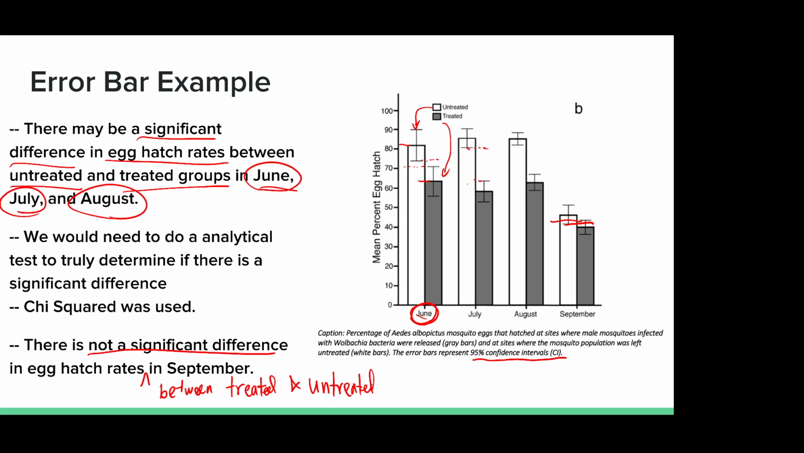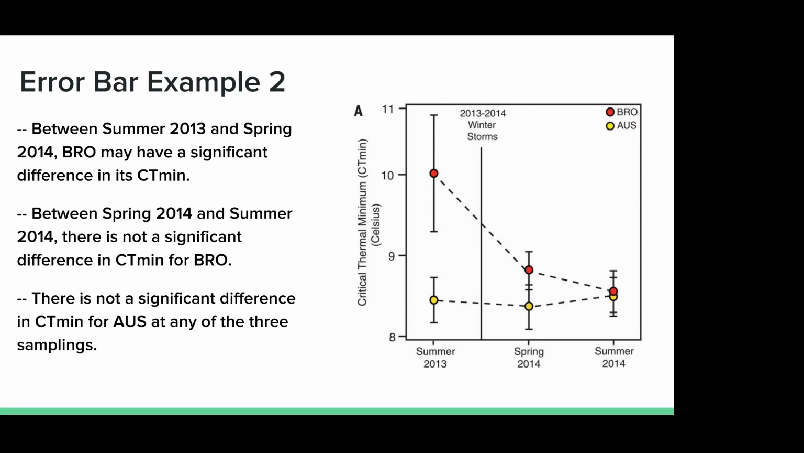You could certainly compare across months for the same group. There are some issues with that, but you could compare across groups, and you could see that, if you're comparing the untreated in June, July, and August, look at that. There's overlap. So we cannot say that there is a significant difference between the egg hatch rates in the untreated group in June, July, and August. But we could likely say that there is a difference in the untreated groups if we were comparing August and September. Again, that would be far better done with something called an ANOVA, but that's beyond the scope of this class.